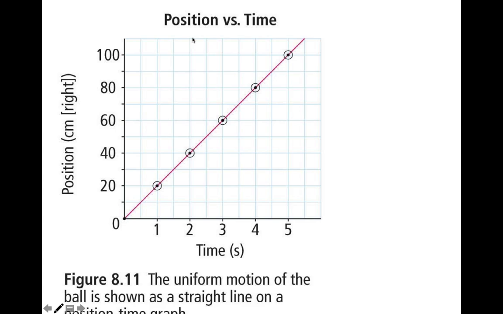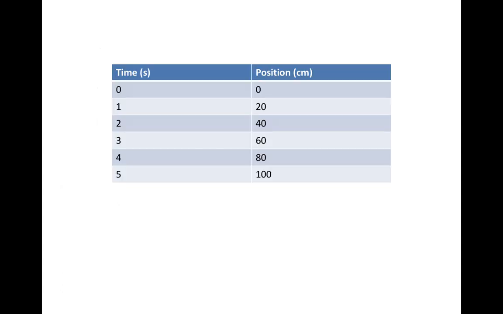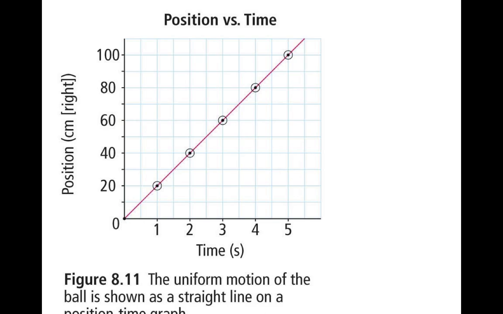So here is the resulting graph for this position time data. Notice that the graph goes through 0, 0. It doesn't always have to do that. And the points line up nicely in a straight line. And so we can draw a line through all of the points. This shows a linear relationship, meaning as time increases, position also increases by a constant amount.